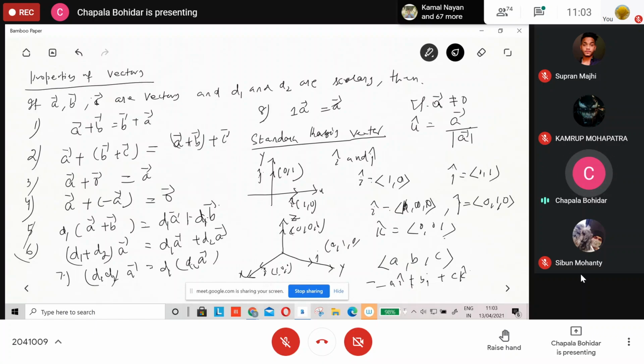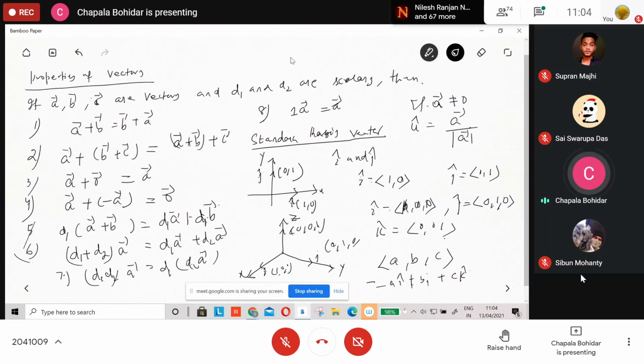Force is a vector or scalar? Vector quantity. Yes, because it has magnitude and also direction. So if several forces are acting on an object, what do you find here? The resultant force experienced by the object is the vector sum of those forces. So now by using this condition, we'll solve one problem.